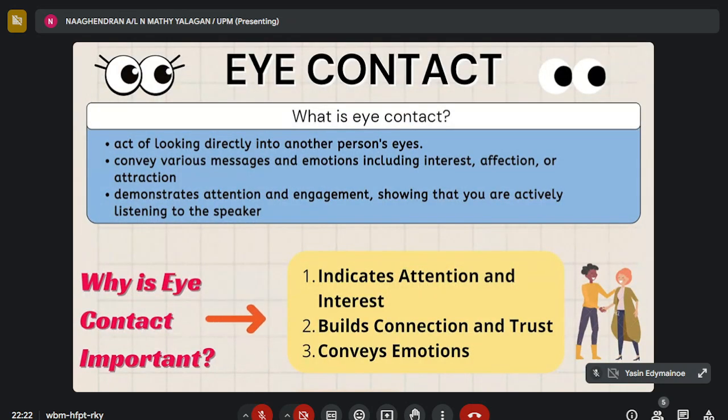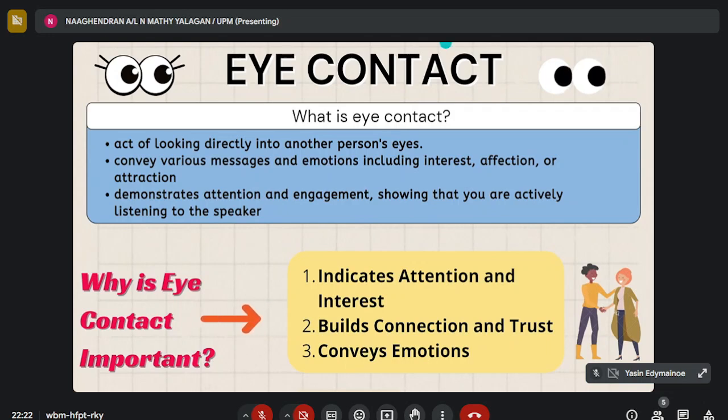All right. Next, I'll be presenting about the eye contact aspect. So, actually, what is eye contact? Eye contact is actually an act of looking directly into another person's eyes. It is mainly used to convey various messages and emotions, including interest, affection, or attraction. It can also be used to demonstrate attention and engagement, showing that you are actively listening to the speaker.